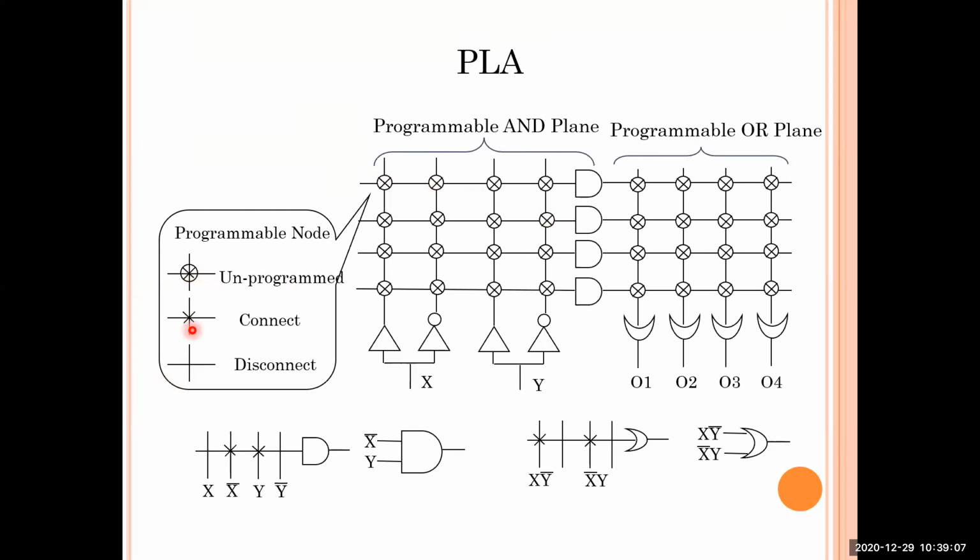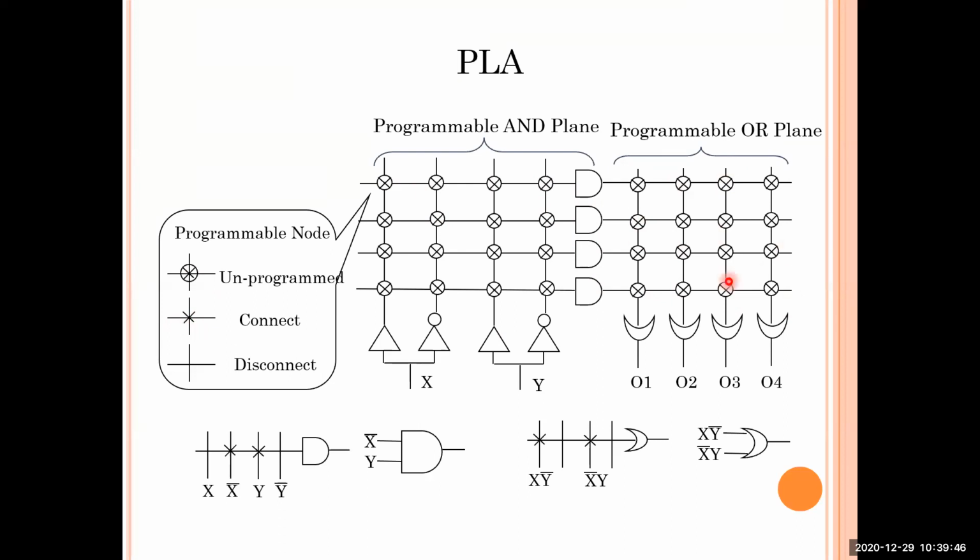If it is a cross mark or X mark, it's a connect one, a fixed line, and this is a disconnect one. If you don't have either of these two notations on the lines, it's a disconnect. So now this is a programmable one. You can see that everywhere it's a circle with a cross mark inside, which means it can be programmed. There is no fixed line. So in the AND plane, all the nodes are programmable, and in the OR plane, all the nodes are programmable.